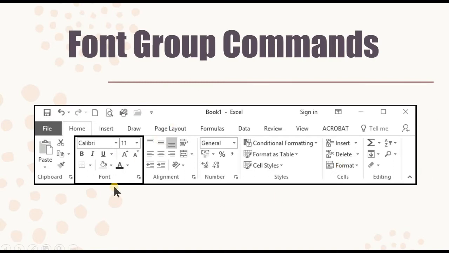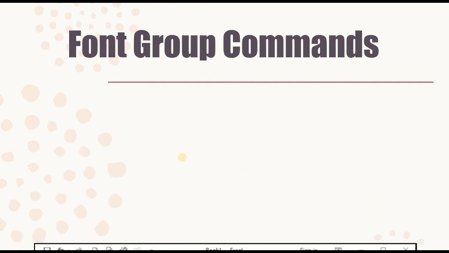In our font group commands, we have 10 commands. The first one is the Calibri, or the font style, the font, or font type. Pwede mo siyang tawagin sa tatlong pangalan niya: the font style, or font type. Next is the font size, bold, italic, underline, increase font size, decrease font size, border, fill color, and font color. So those are the commands that we are going to use in working with text.